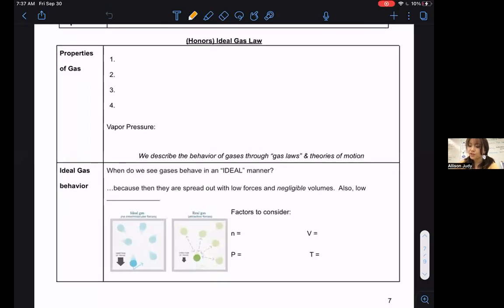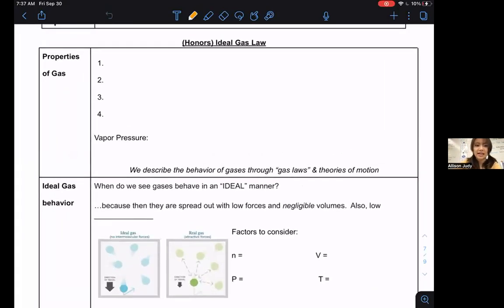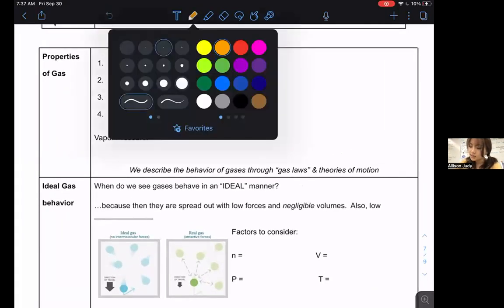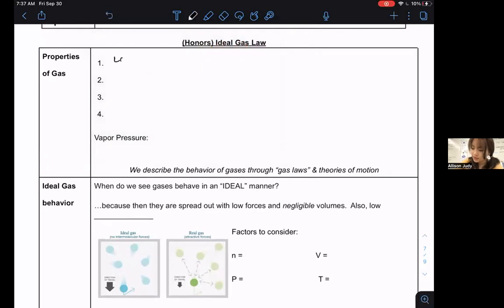So first and foremost, let's talk about some of the properties of gases. Gases, as you know, are low density samples of particles, right? There are not many particles in a unit of space. Many are colorless and have no odor. Many, not all. You know what I'm talking about.